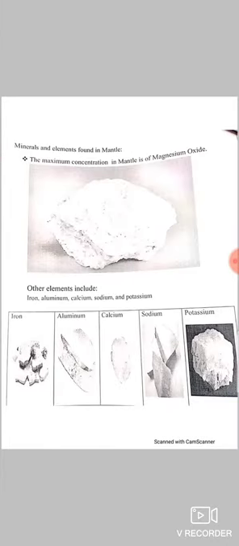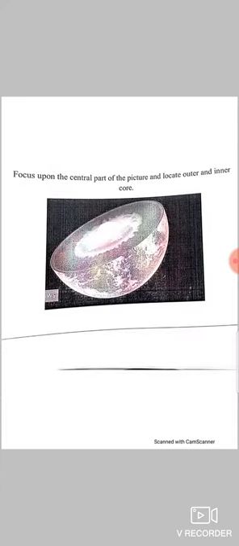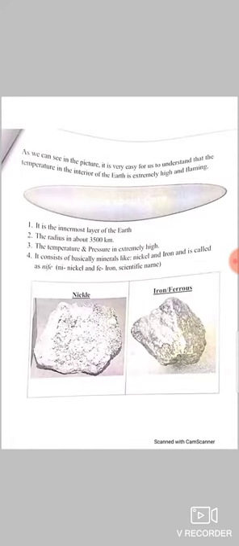Now minerals and elements found in the mantle: the maximum concentration of minerals inside the mantle is magnesium oxide, and other elements like iron, aluminium, calcium, sodium, potassium. So these are the elements found in the mantle layer. Now the next is the core, which is the deepest and the hottest part of the earth. As we can see in the picture, it is very easy for us to understand that the temperature in the interior of the earth is extremely high and flowing. बहुत ज़्यादा गर्म होता है.